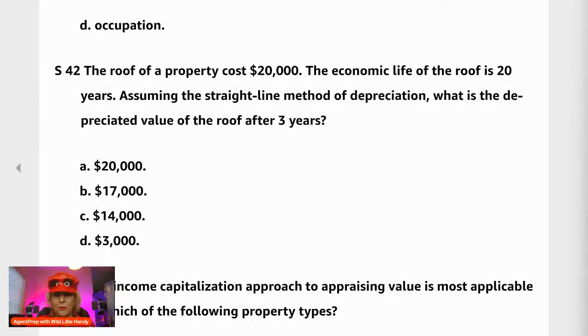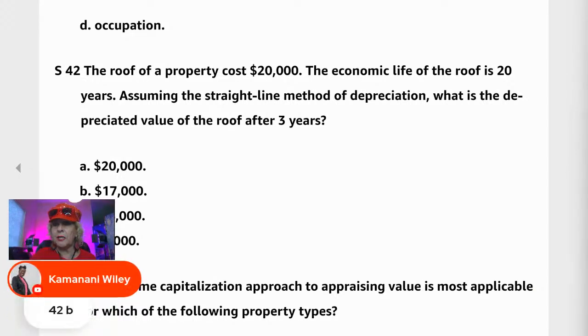So good afternoon, L. So yes, 42B. Very good. So you divide 20 into 20,000, you get 1,000 per year, depreciated 3 years, subtracted from 20,000. So 20,000 minus 3,000 leaves you with 17,000.